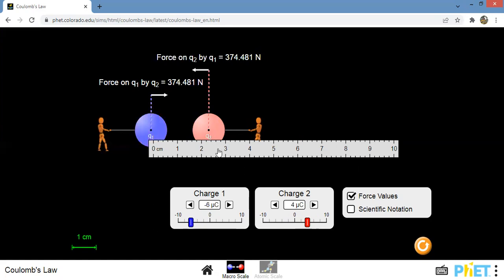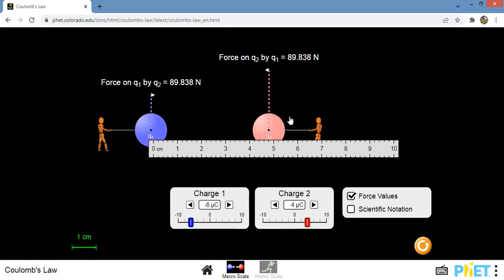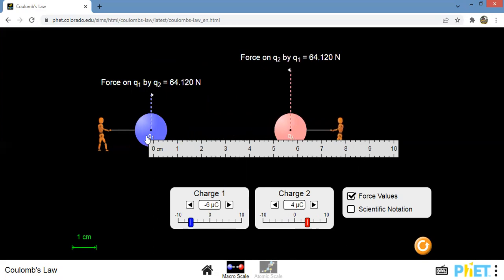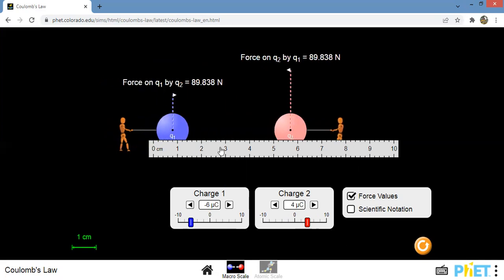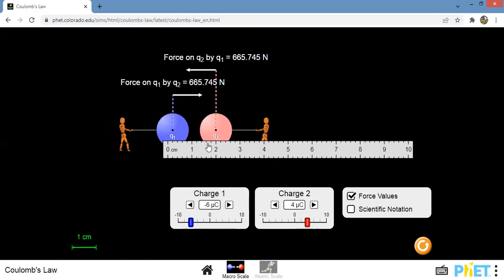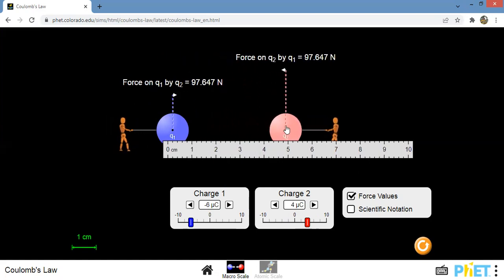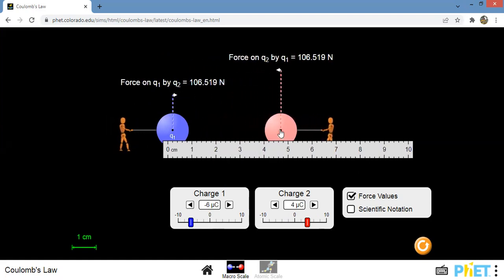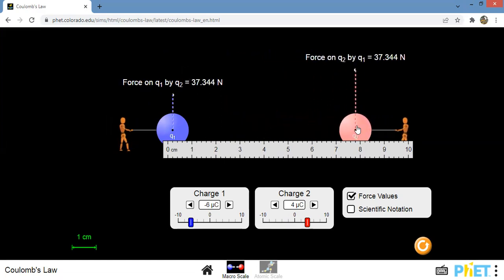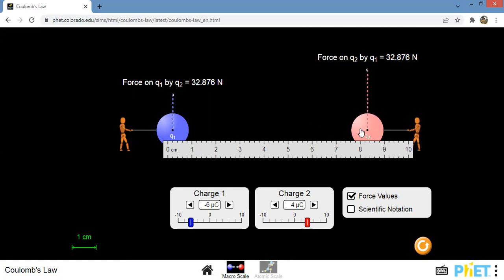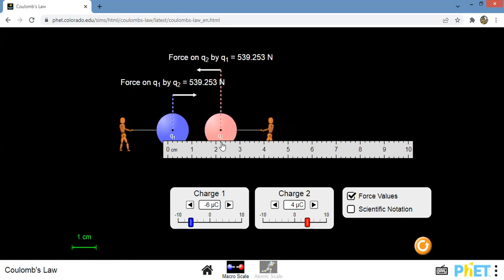Now, for table 2, what is intended there is to keep the charge constant. But this time, what we will be varying is the distance between the charges. From trial 1 to trial 5, the suggestion is that we are going to increase the distance between the charges. Again, the distance that is given to us here is in centimeter.